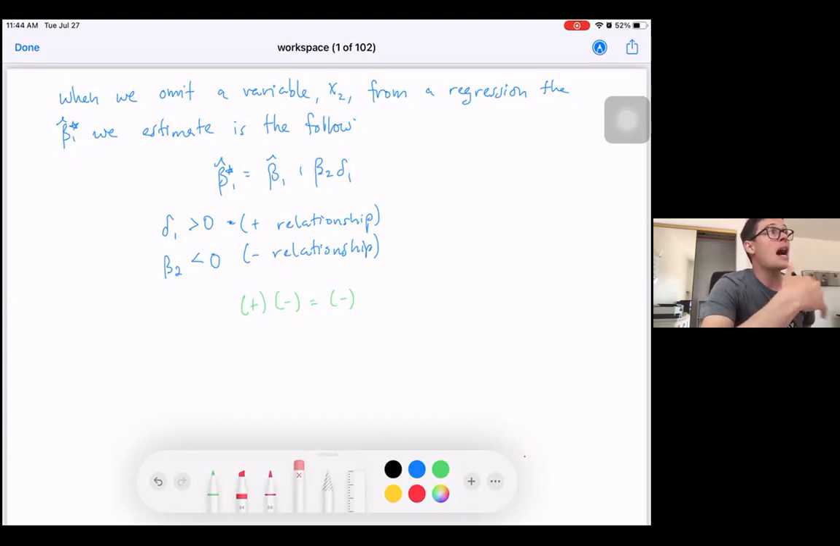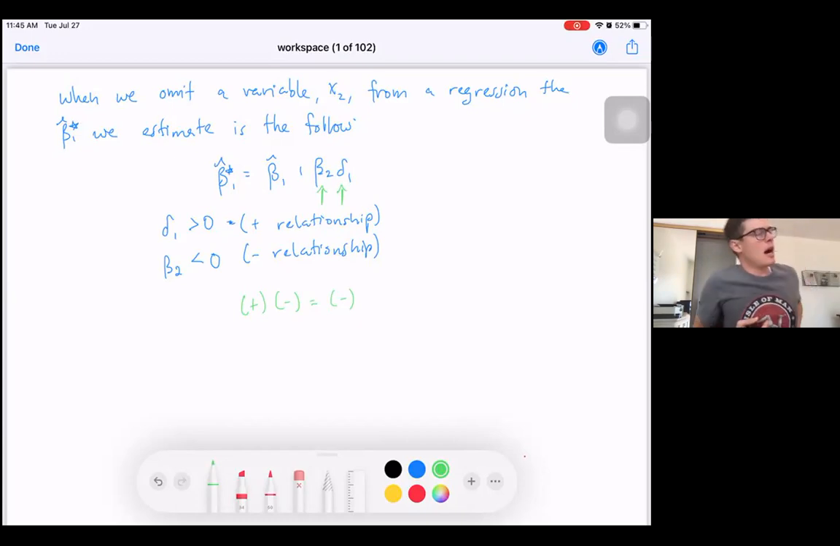Say our omitted variable is highly correlated with x1. Will omitting it from the regression bias our estimate of beta 1? Most people got this right. The answer is only if the omitted variable also affects y. So remember, it has to have both of these. It has to affect y, and it has to be related to x1 in order to bias our estimate.